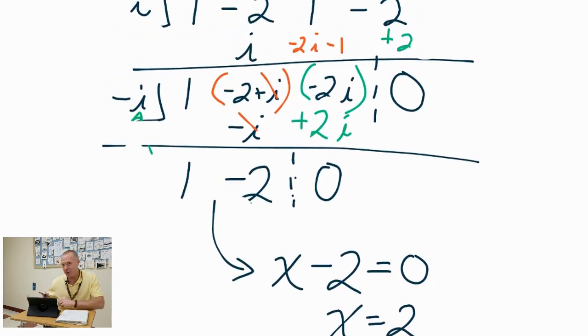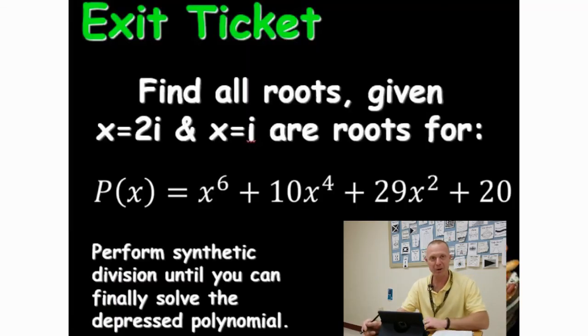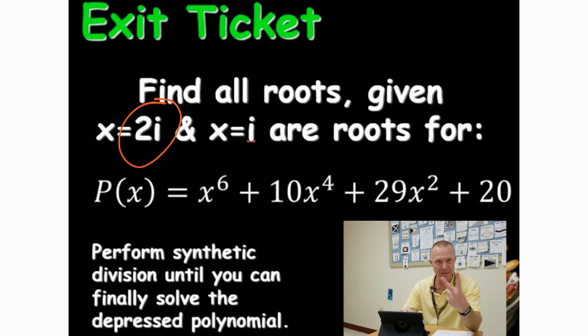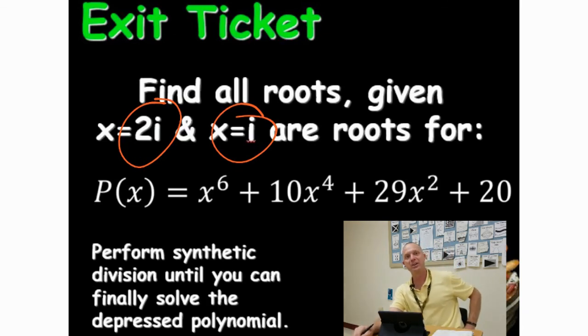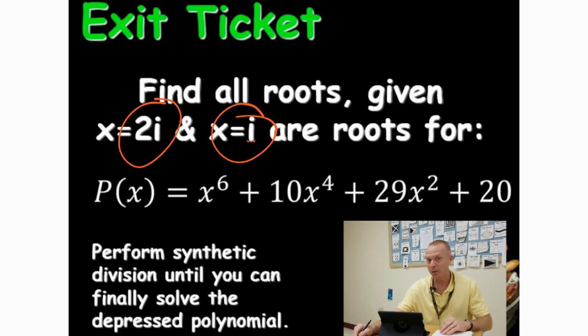Okay, and to kind of show you that, I'm going to let you work through this exit ticket. I know we only did one problem, but it's time for you to use polynomial or synthetic division with these imaginary numbers. Make sure that you divide twice with 2i and negative 2i, and then you're going to divide again with i and negative i. Oh, whoa, you're going to divide 4 times. Now after you divide 4 times, you're going to get a depressed polynomial that you're going to be able to solve for the remaining roots.